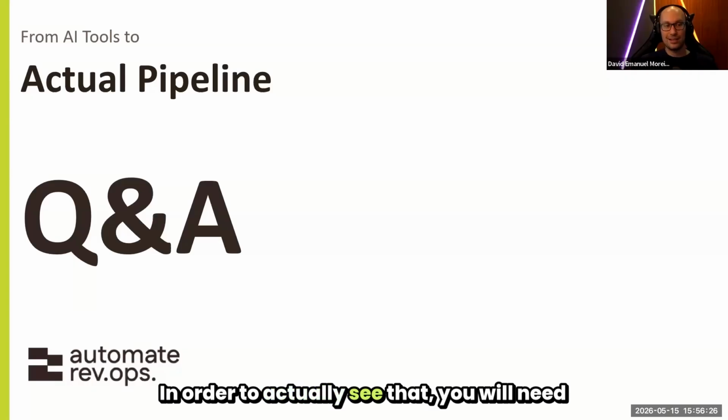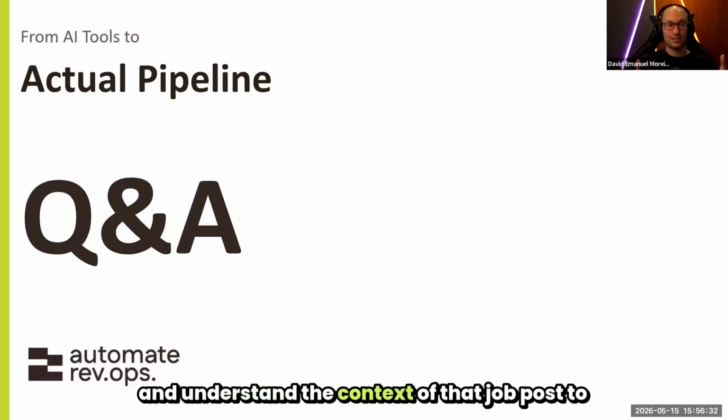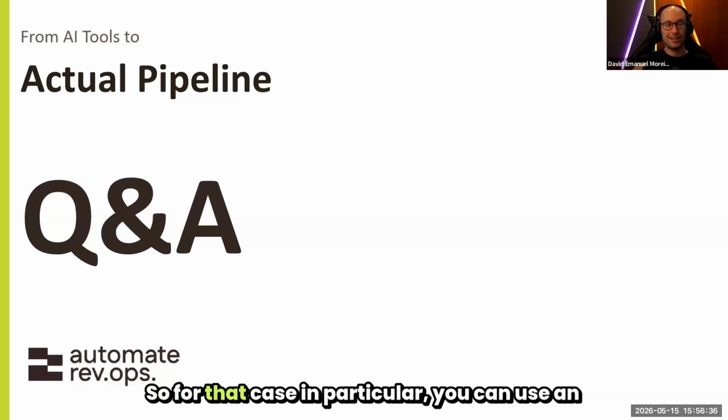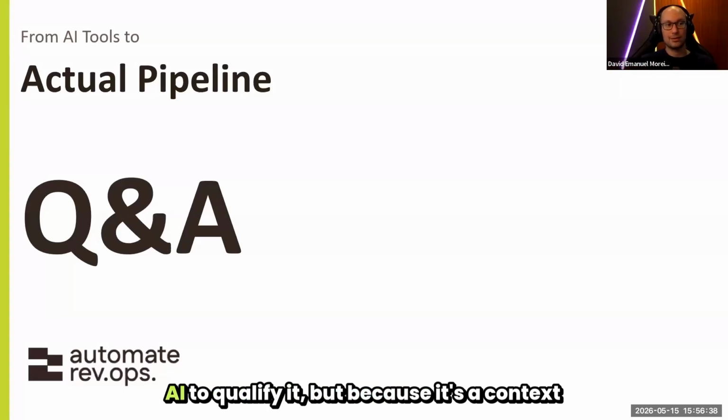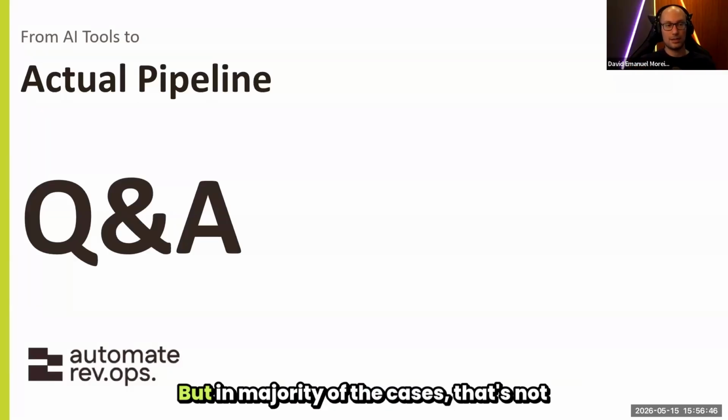In order to actually see that, you will need to read the full description of that job post and understand the context of that job post to actually score it. So for that case in particular, you can use an AI to qualify it, because it's a context understanding situation that needs an AI to run it. But in the majority of cases, that's not needed.